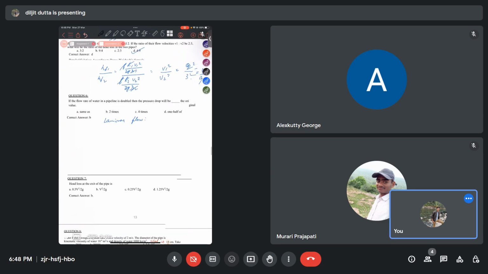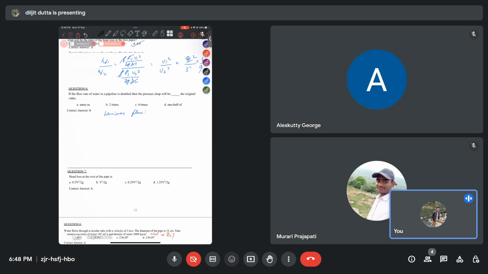So we have to find the pressure drop. Now what they are saying is that the flow rate is doubled. So Q2 is equal to 2 into Q1. Now delta P is equal to P1 minus P2, that is 32 mu V L by rho g d square.